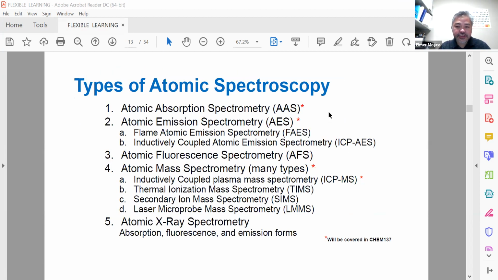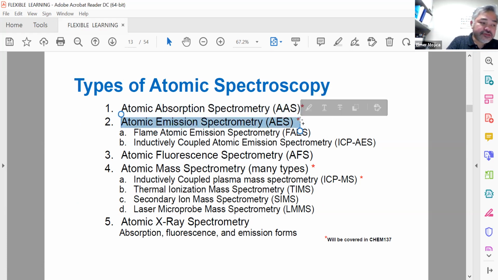Now, if we're going to look at the types of atomic spectroscopy, there are 5 types. The ones that will be covered in 137 would be 3 of them. We have the atomic absorption spectrometry, which is the AAS, and the atomic emission spectrometry. This involves the flame atomic emission spectroscopy, which is FAES, and the inductively coupled plasma atomic emission spectrometry, or ICP-AES.